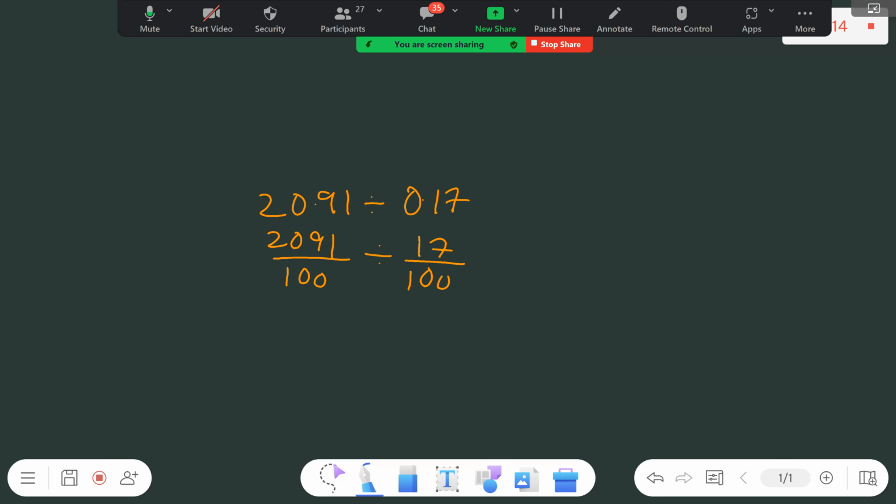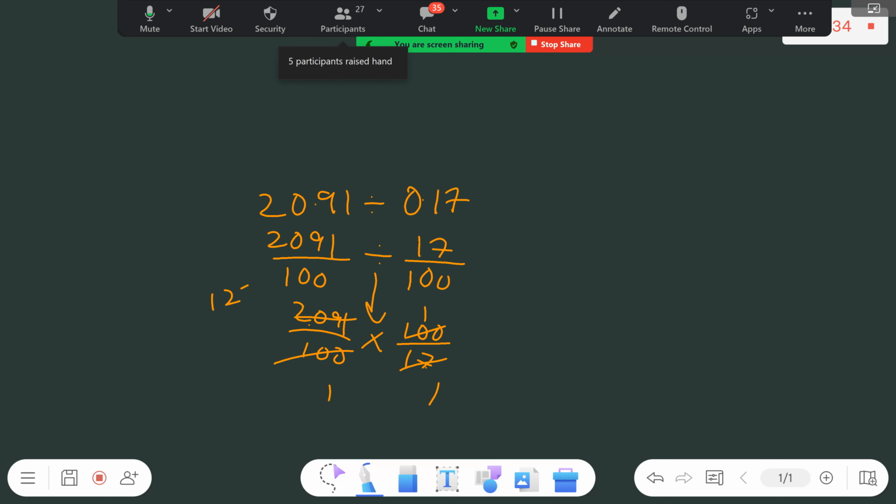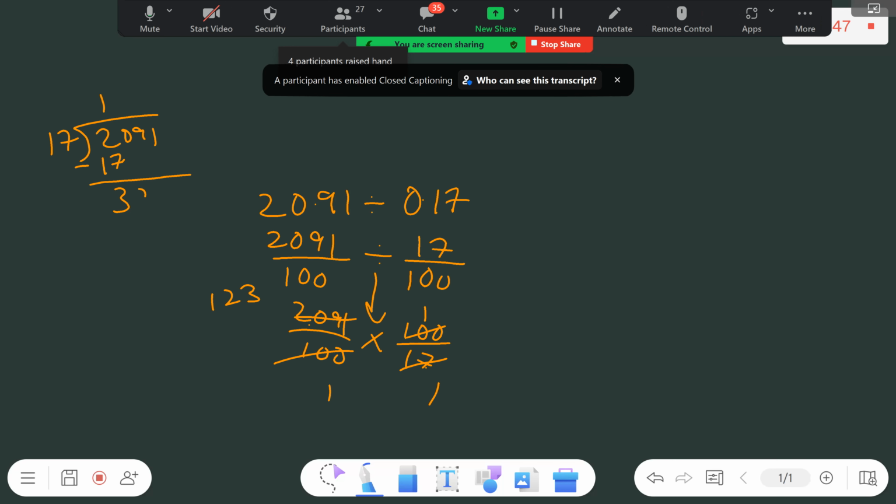Fraction divided by fraction. You know how to do fraction? Division will become multiplication, isn't it? Into 100 by 17. 100 cancels, and you can cancel 17 and 2091. Can you cancel it? Yes, you can. Try to divide 2091 by 17. 17 ones are 17, then 39. 17 twos are 34, then 51. 17 threes are 51. So what do you get? 123. Did you understand?